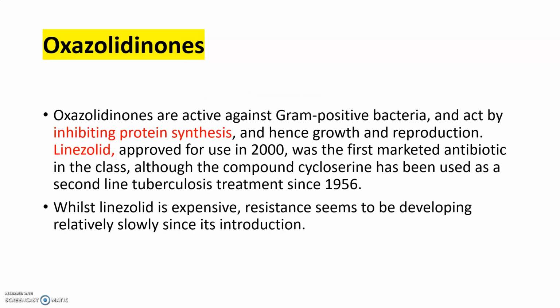Next group is oxazolidinones. Oxazolidinones are active against gram-positive bacteria and they act mainly by inhibiting protein synthesis, hence growth and reproduction. Among these, linezolid is commonly used and it was approved for use in 2000. It was the first marketed antibiotic in this class. Although the compound cycloserine has been used as a second-line tuberculosis treatment, and this comes under oxazolidinones. While linezolid is expensive, which is a disadvantage, resistance seems to be developing relatively slowly since its introduction.